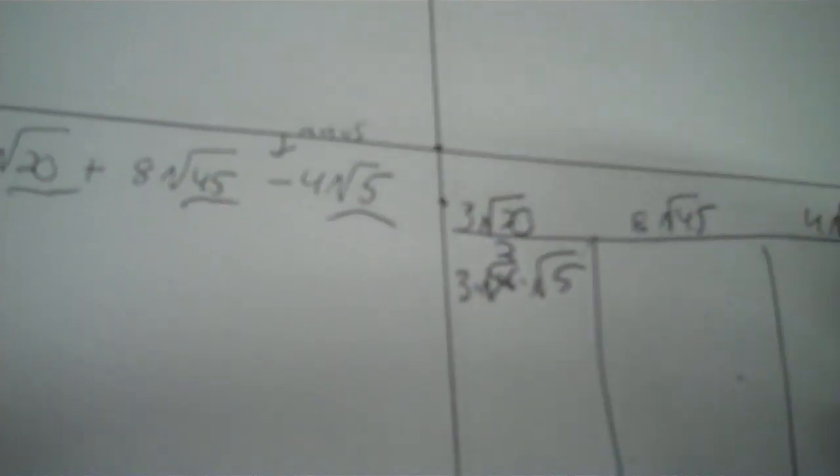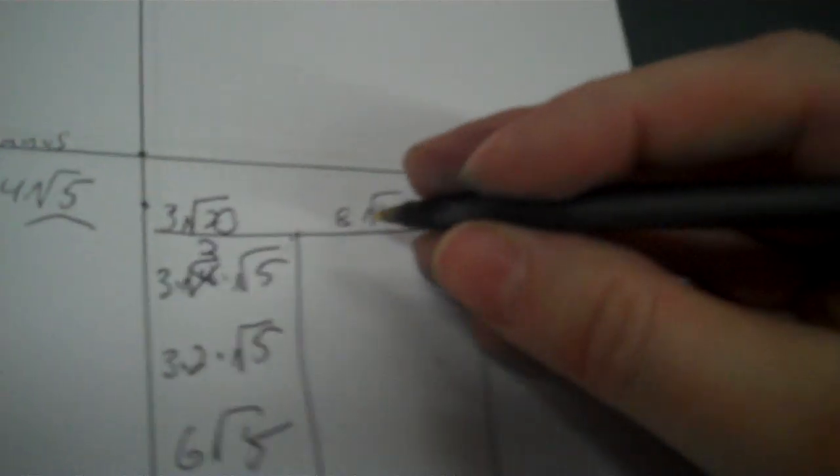So 3, 4, 5. So that's 2. Now remember, that's 3 times 2 times radical 5. So that'd be 6 radical 5. You don't add the 3 and the 2. 6 radical 5. Because within that, there's no adding. In the whole problem there is, but just within that, no adding.